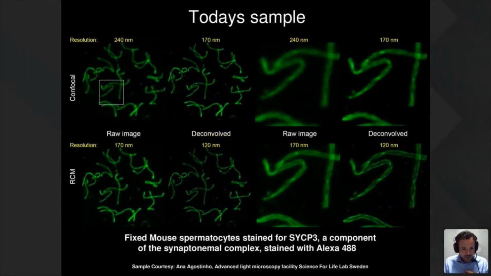Okay, so today's sample will be some mouse spermatocytes. This is a nice sample to demonstrate the resolution improvement of the RCM. And as I mentioned, I'm going to image this with the multi-split, so we can do multiple colors at the same time, and then perform deconvolution inside NIS-Elements. These are stained for SYCP3, which is a component of the synaptonemal complex, and it's stained with Alexa 488. There are also other colors. I don't know specifically the protein stained, but maybe you know better. This sample was given to us by Anna Agostinho from the SciLifeLab in Sweden.